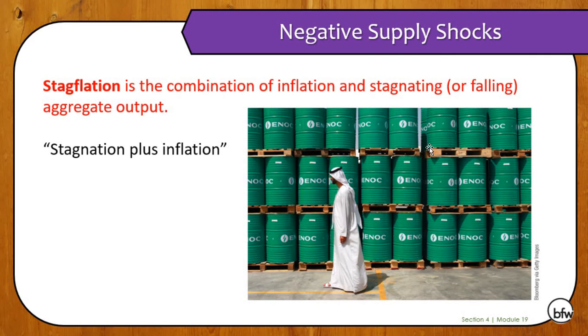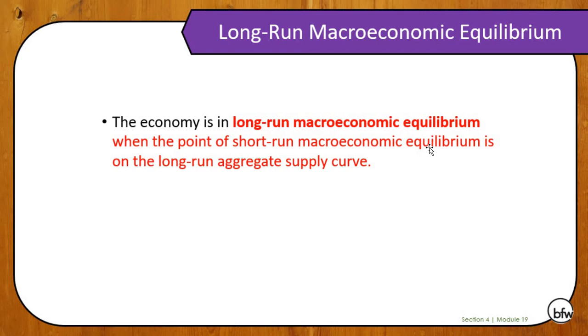Now, there's the definition for stagflation, which again you can find on the back page of your notes. That's essentially the combination of inflation and stagnating or falling aggregate output. So two negatives.